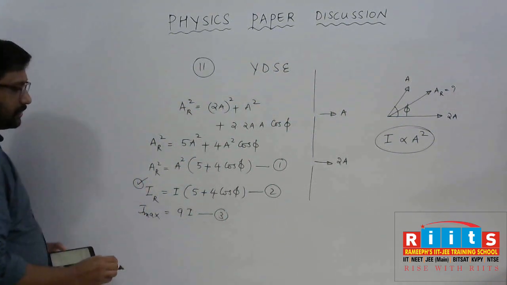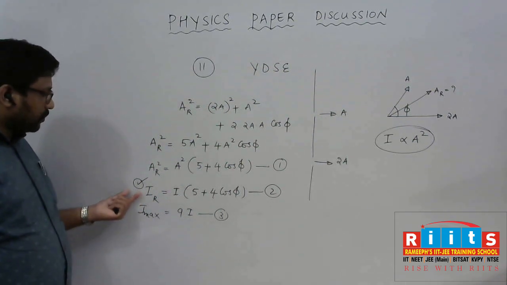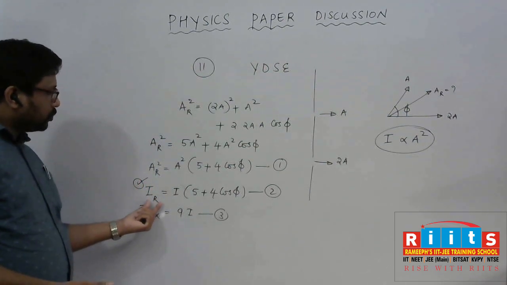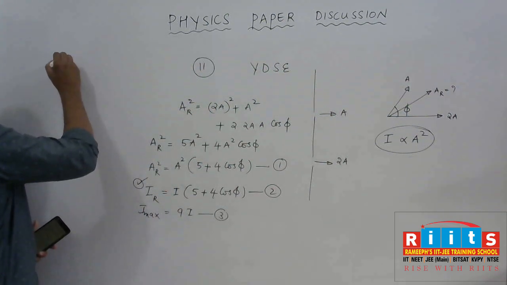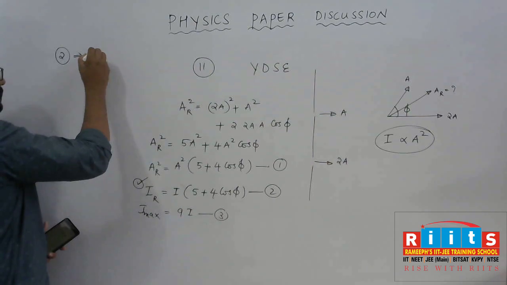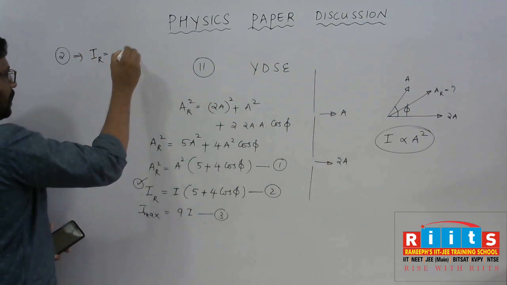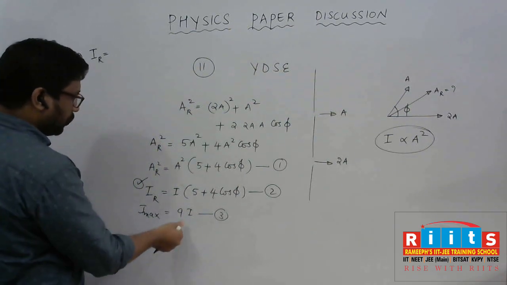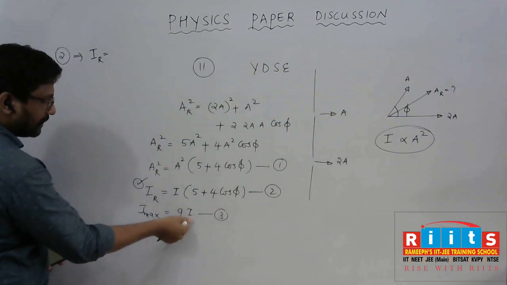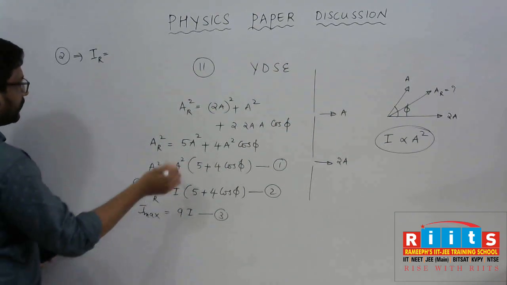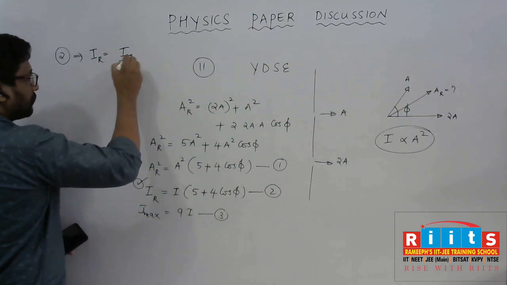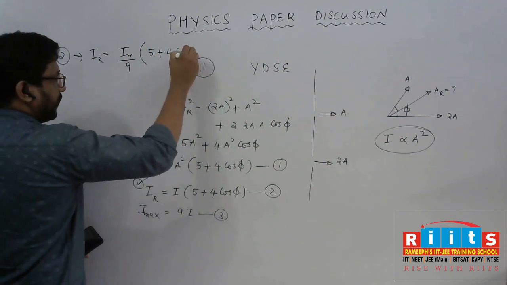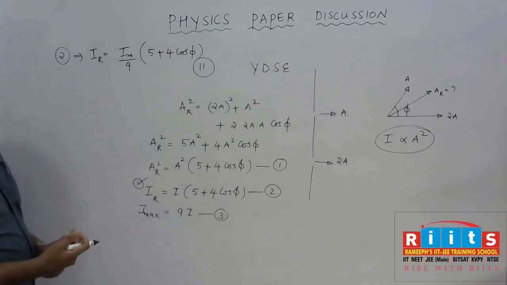So I am writing the answer in terms of maximum intensity. Equation number 2 is giving the resultant intensity I, and we have to write the answer in terms of maximum intensity. So from equation number 3, I am writing I as I max by 9 into 5 plus 4 cos phi. So this will be the required answer.